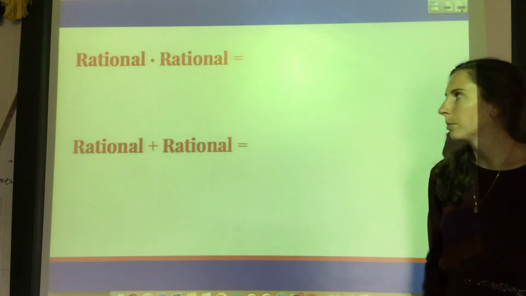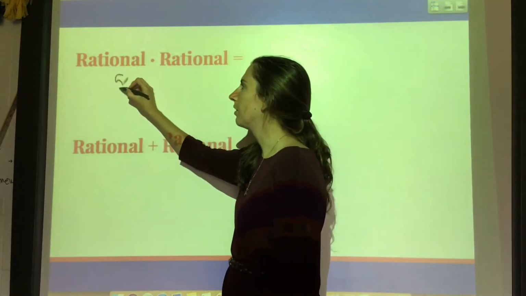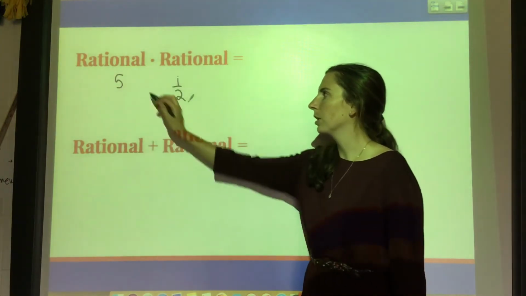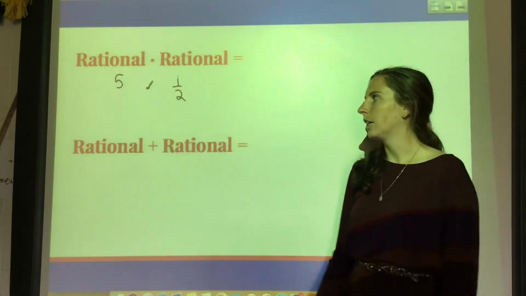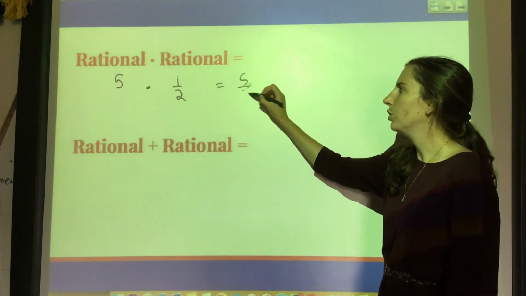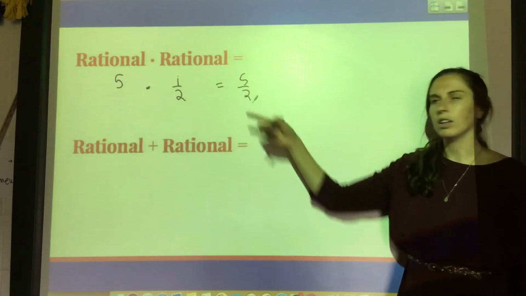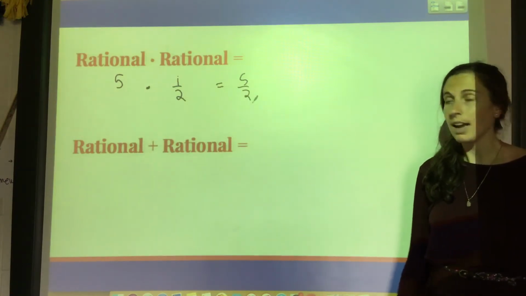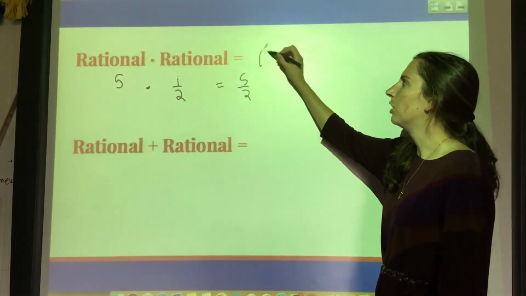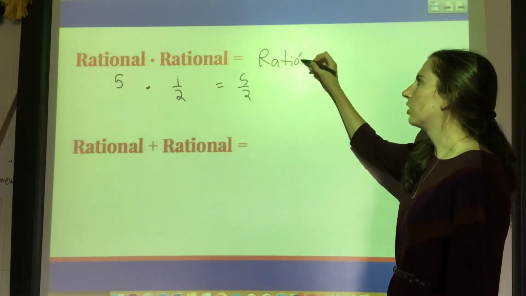A rational number might be something like 5 or 1/2. If I were to multiply those together, it would be 5 times 1, which is 5, over 2, is this still a rational number? Yeah, still a fraction. So rational times rational is always going to give us a rational number.